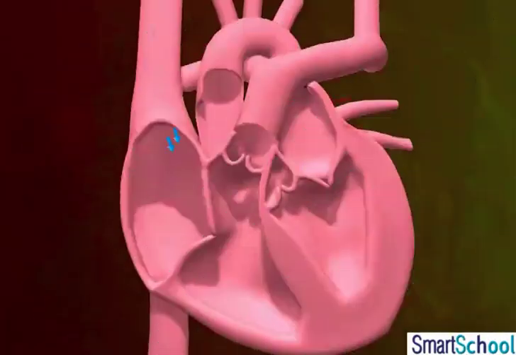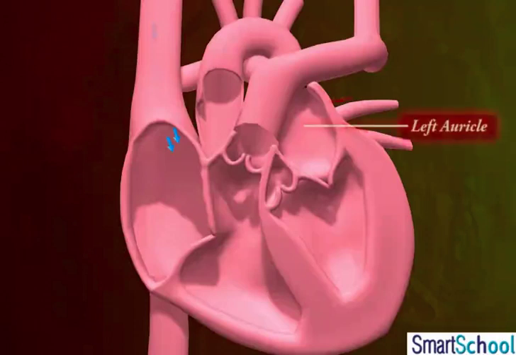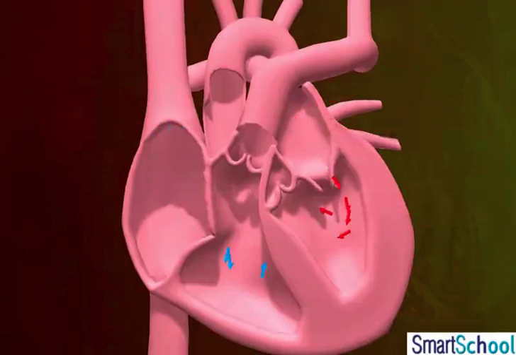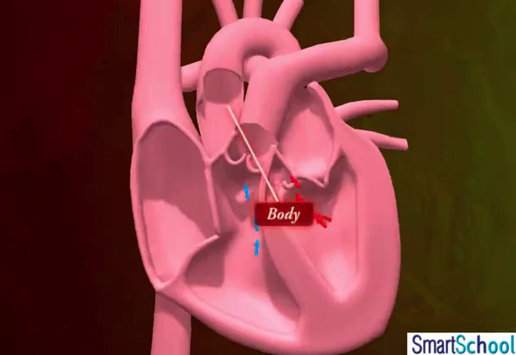The oxygen-rich blood from the lungs comes to the thin-walled upper chamber of the heart, the left auricle. It should be well remembered that the auricle is in a relaxed state while collecting the blood. Afterwards, it contracts and the left ventricle expands so that the blood is transferred to it. Eventually, when the muscular left ventricle contracts, the blood is pumped out to the body.